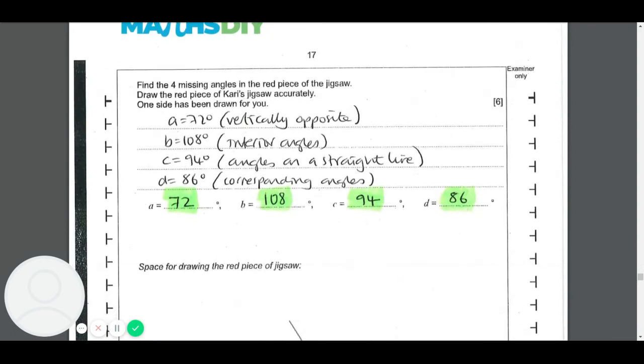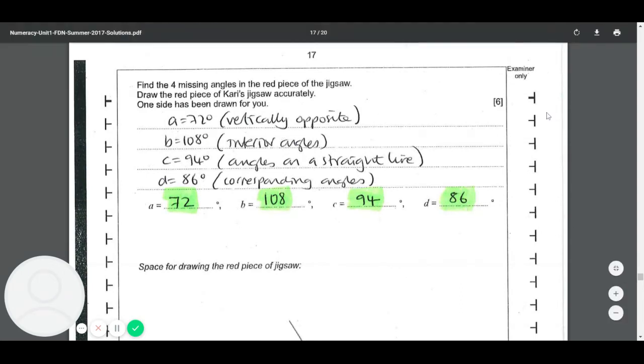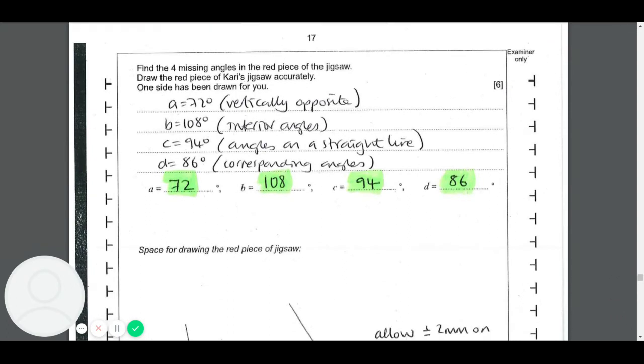And it doesn't say anything about giving you reasons, but it's always best with these questions, especially when you see it's with 6 marks and more than 1 mark per thing, which means they're going to be looking for either workings or reasons.